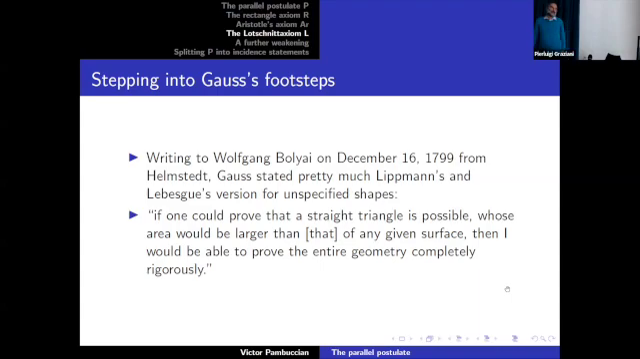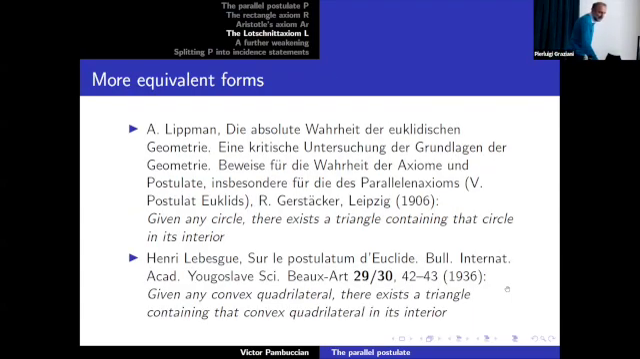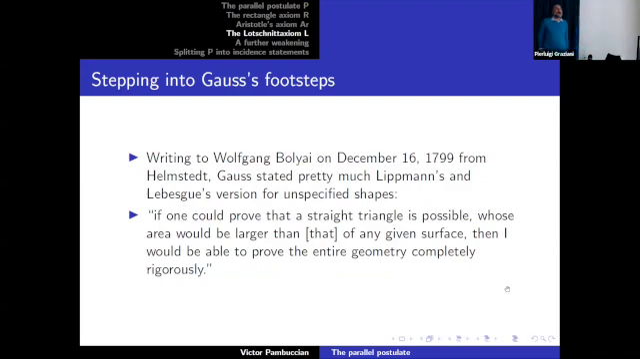There is a prehistory to these things, namely, writing to Wolfgang Bolyai on December 16, 1799 from Helmstedt, Gauss stated pretty much the same thing that Lippmann and Lebesgue would say, but without specifying the shape of the object. He says, if one could prove that a straight triangle is possible, whose area would be larger than that of any given surface, so he speaks of larger than, I understand that you can put the original object inside. Then I would be able to prove the entire geometry completely rigorous.